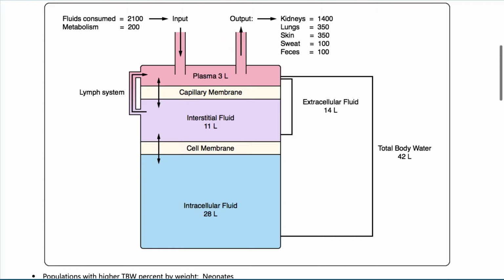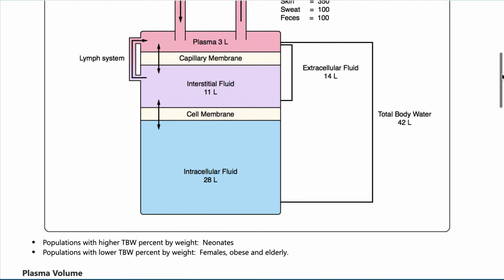This picture depicts the distribution of plasma and interstitial fluid, which makes up extracellular fluid of 14 liters, and intracellular fluid, which combines with extracellular fluid to make up a total body water of 42 liters. It also adds in how the lymph system works and balances the input to output. So look at those numbers to see the relative contributions of fluid consumed and fluids output.